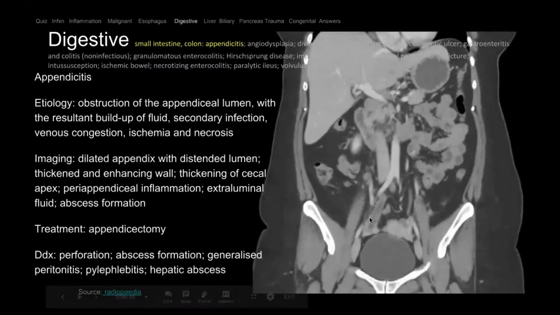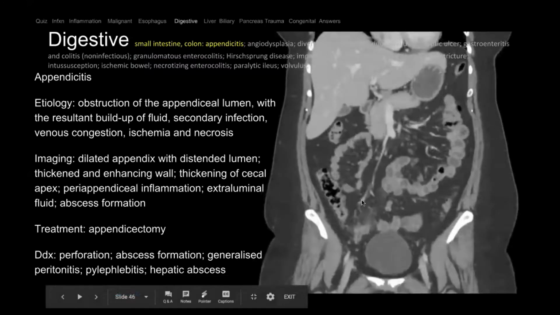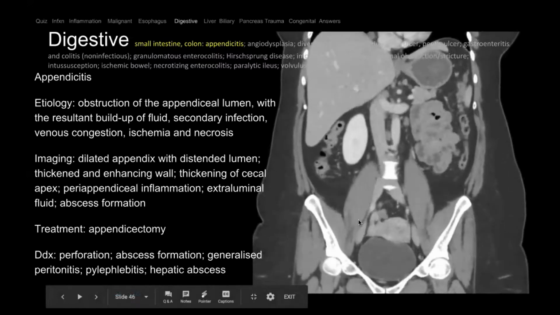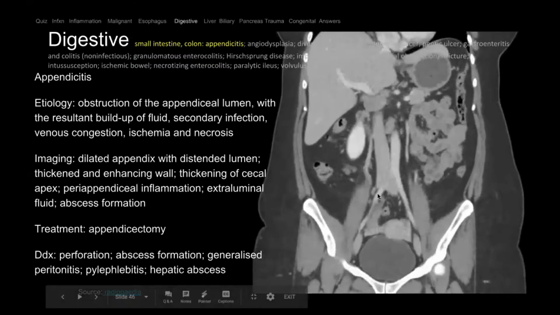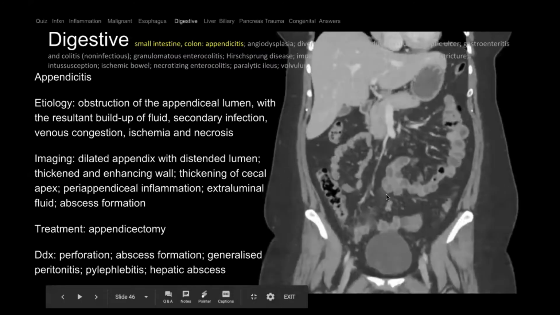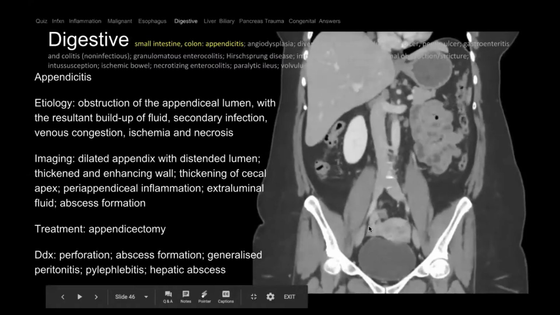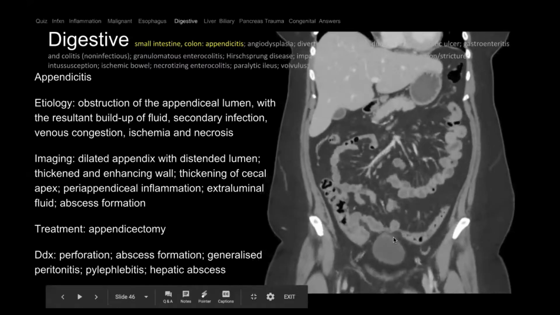So this is appendicitis. Appendicitis is treated with surgery, except if it's perforated. This one is not perforated, but if it's perforated, it can cause an abscess, which then needs to be drained by interventional radiology since it's already perforated.